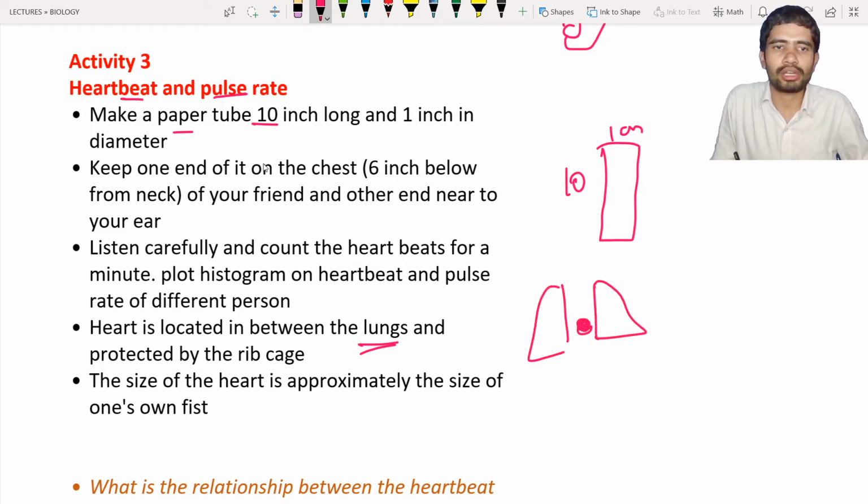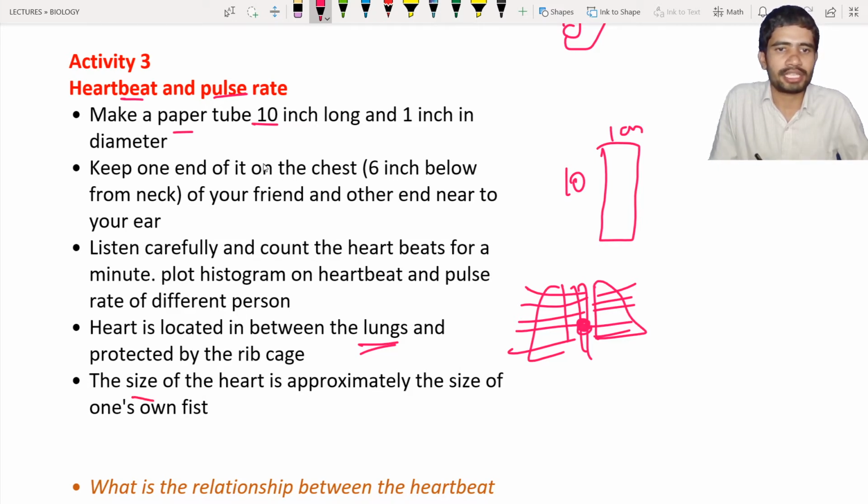The heart is located over here, and it is protected by the rib cage. You can clearly see the rib cage. By checking with your fingers on your chest, you can feel the bones.